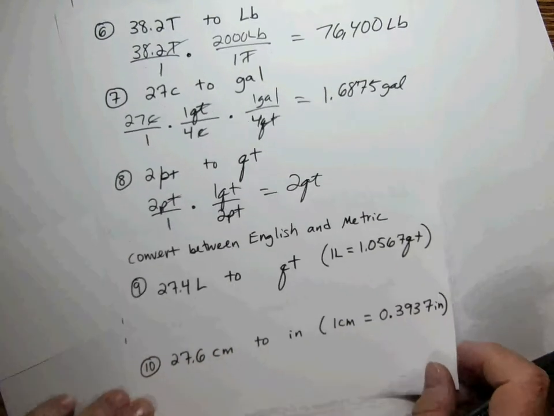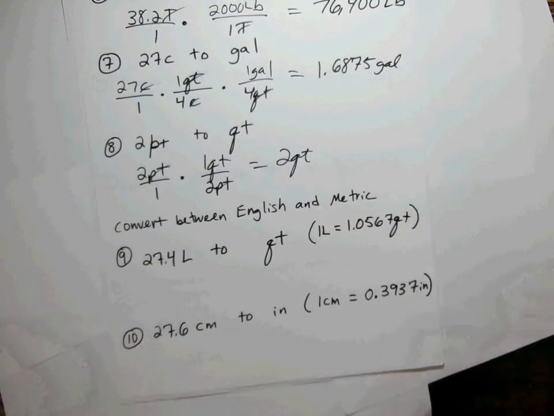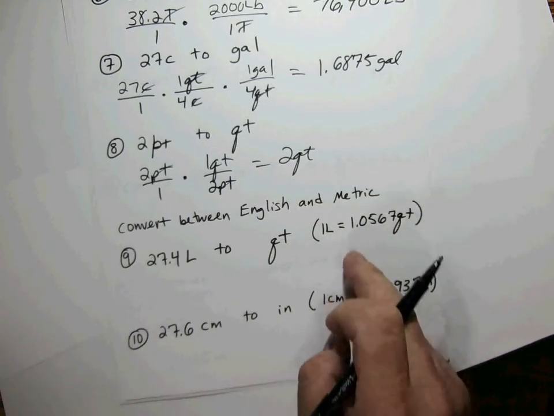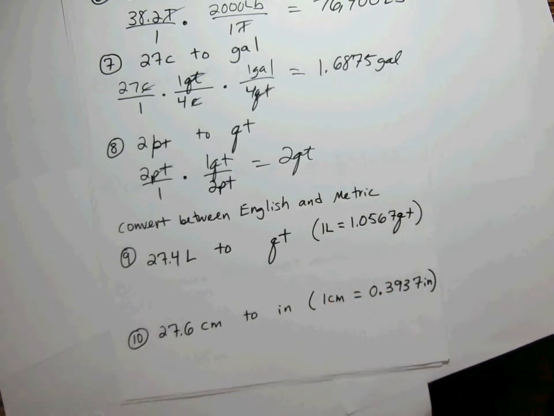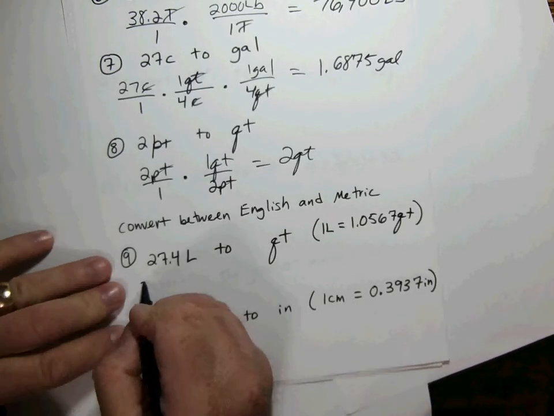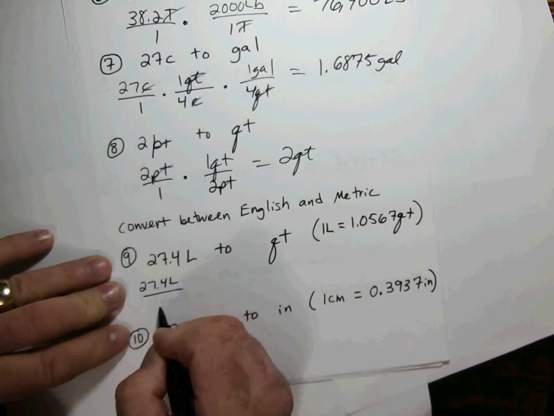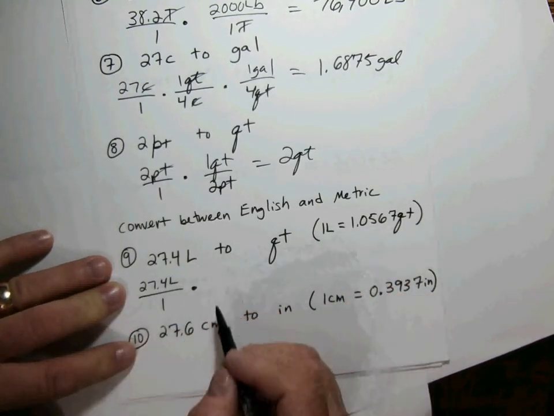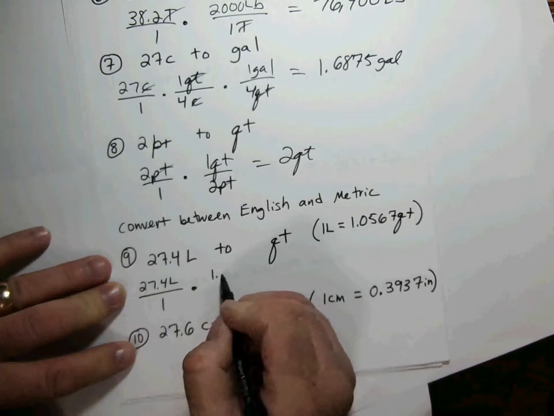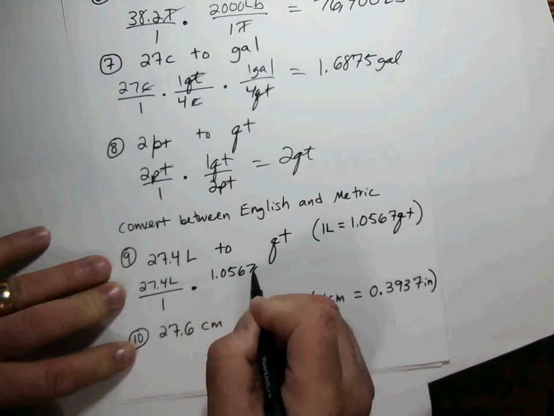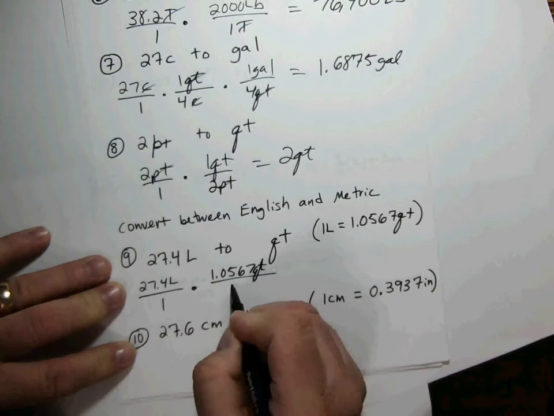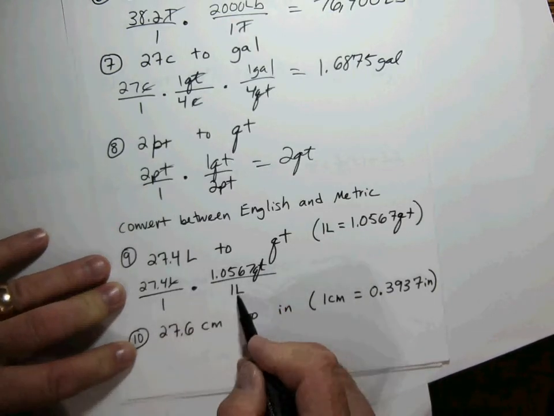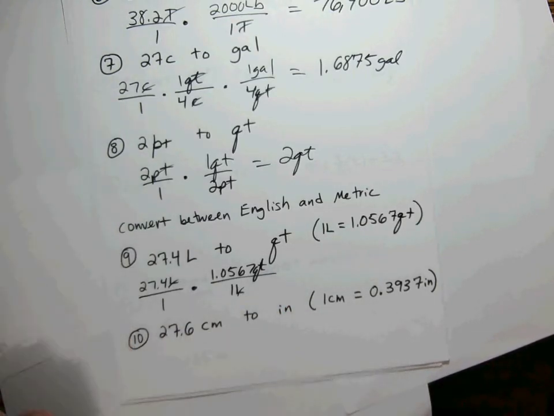Okay. If we're going between English and metric, I do not expect you to memorize those conversions, but you need to be able to use conversions that are provided. So let's go from liters to quarts. 27.4 liters over 1. I'm going to multiply that by this conversion factor, but I have to figure out which way to put it. I want the quarts on top, and I want the liters on the bottom because I want liters to cancel and I want to be left with quarts.